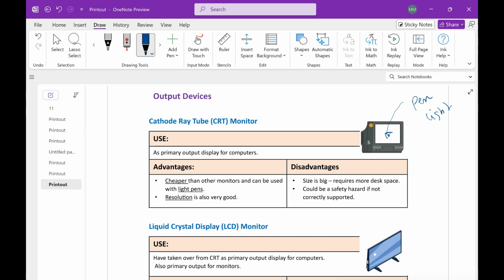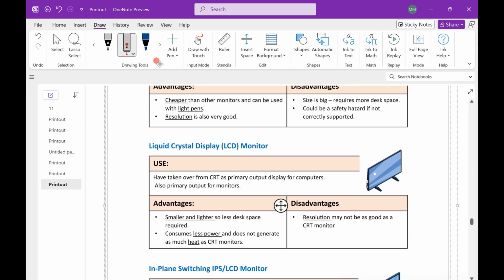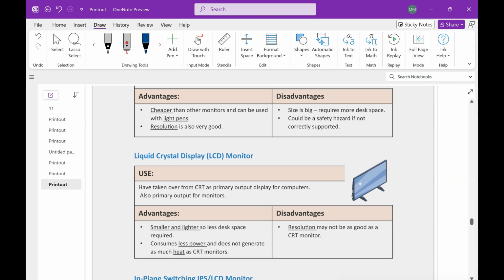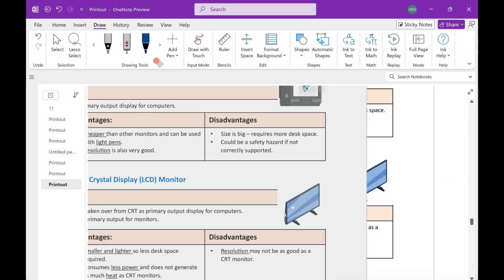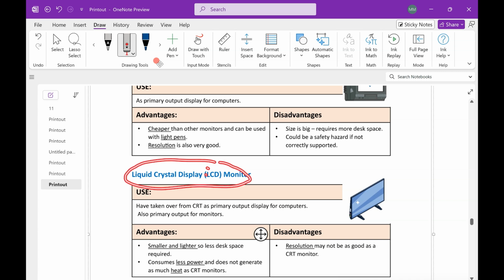That's why nowadays it's being replaced with another one called what? LCD, or liquid crystal display. Now, this liquid crystal display, you will find that they are more popular. Why? First of all, as you can see, they are very skinny. Yes, they are flat, so they are smaller in size. Very good. And the amount of electricity consumed by them is less, so they are cheaper.